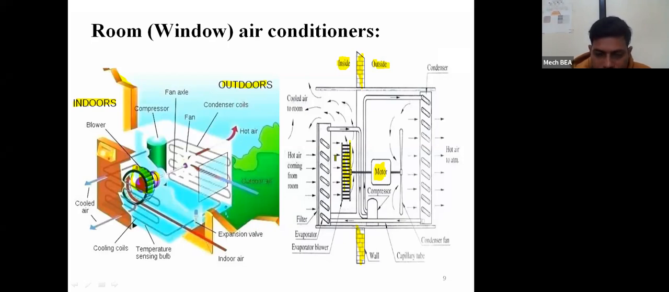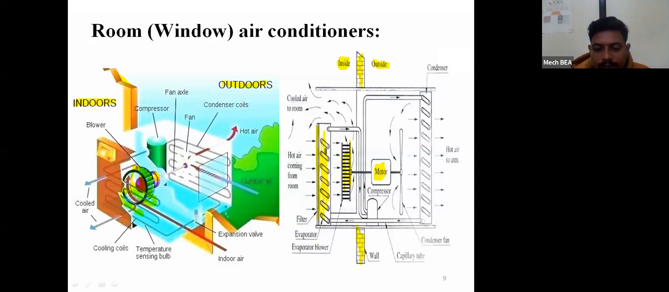Outside of the blower there will be the evaporating coil. These are nothing but the evaporating coil. After the evaporating coil there will be the filtration unit, as well as grills provided for the proper motion.